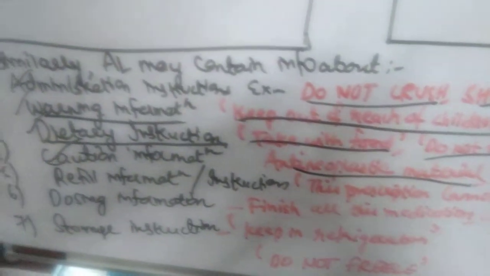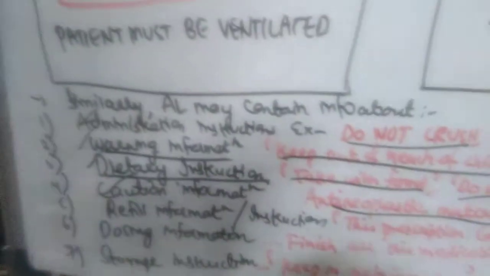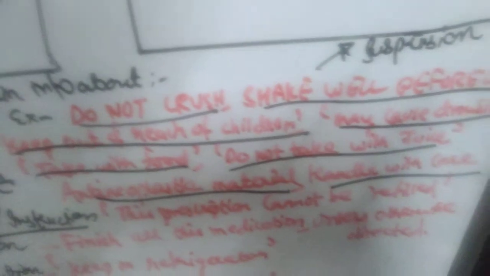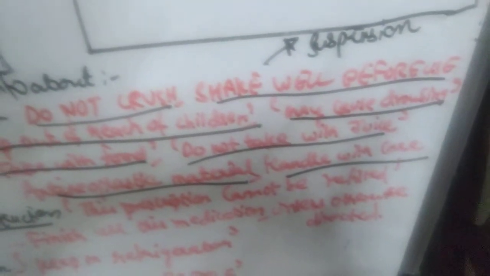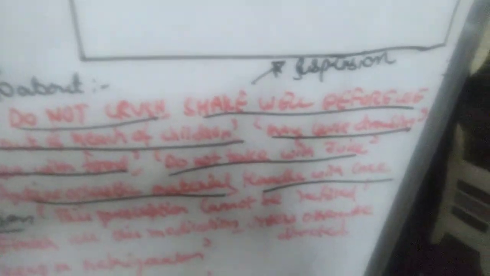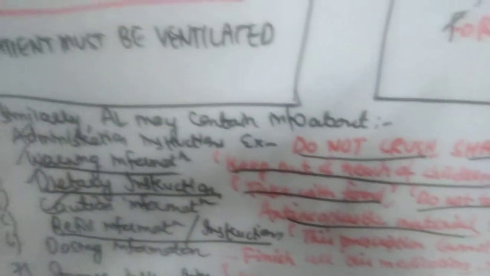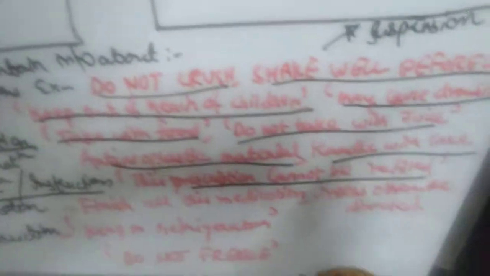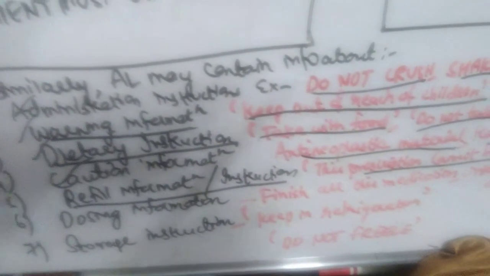Next, refill information or instructions. If you want to give any refill information or instructions, such as when you have to refill after 30 days. We have discussed this in patient counseling also. Whenever the medicine needs to be refilled, here you will mention it. Sometimes the medicines are meant to be taken for that course of time only. So in that case you can give a refill information that this prescription cannot be refilled. That is a refill information or refill instruction.